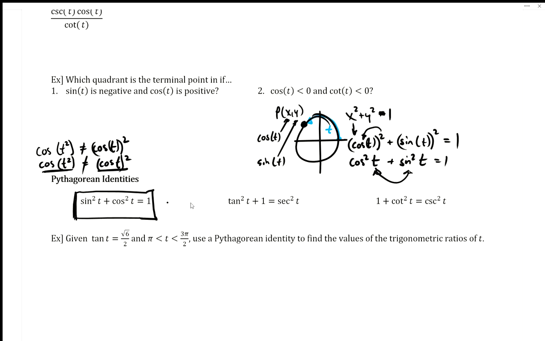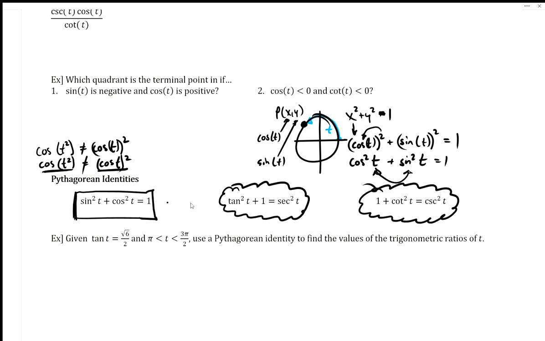Okay, and then these other two, these ones are okay. These ones are nice to know about. But we really just need the sine squared of t plus the cosine squared of t equaling 1. That's our main one. All right, and then let's go ahead and also show where this second one comes from, this one that I just clouded.